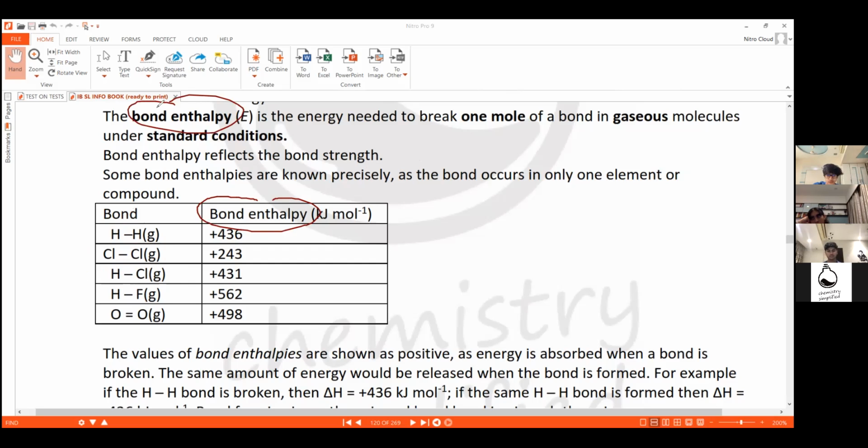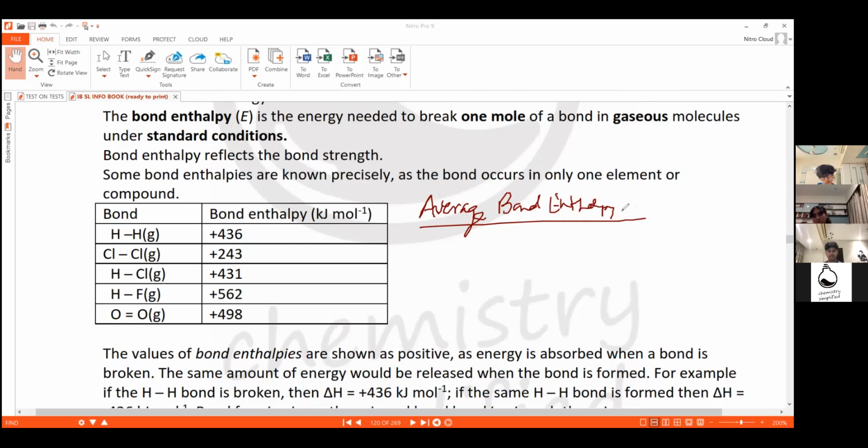Does that make sense? I said, whenever you are talking about the bond enthalpy of such bonds, you will call it bond enthalpy. So I said bond enthalpy only. So what else can I call? The other word is average bond enthalpy.